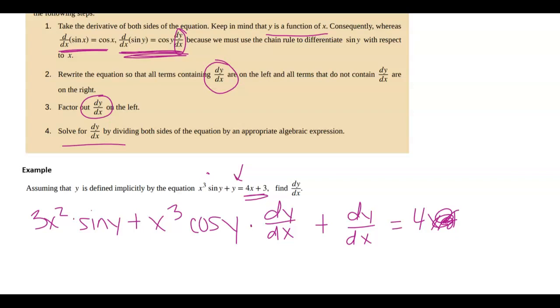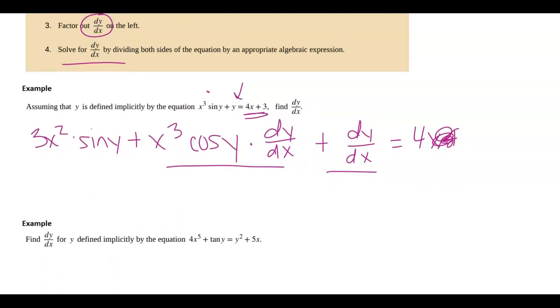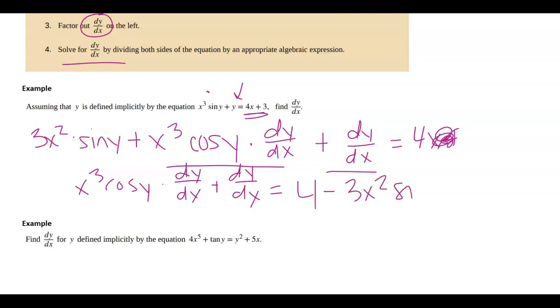All right, so now we want to keep everything with a dy/dx on the left-hand side and move whatever does not have a dy/dx over to the other side. That way I can solve this. So I'm going to keep x cubed cosine y dy/dx plus dy/dx here. And I'm going to have 4 minus 3x squared sine of y. I can then factor out a dy/dx on that left-hand side.